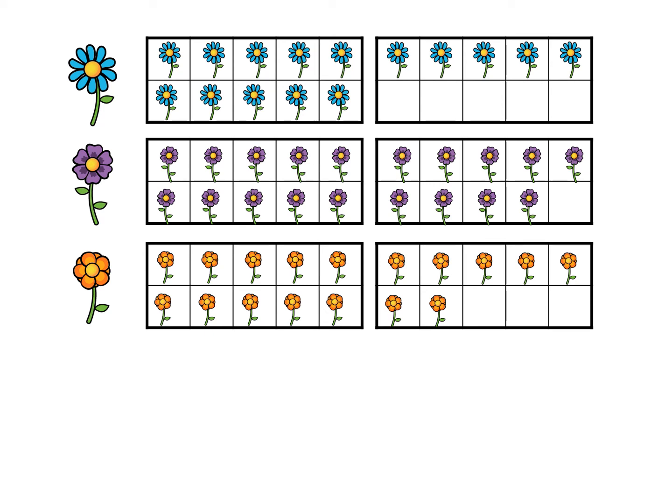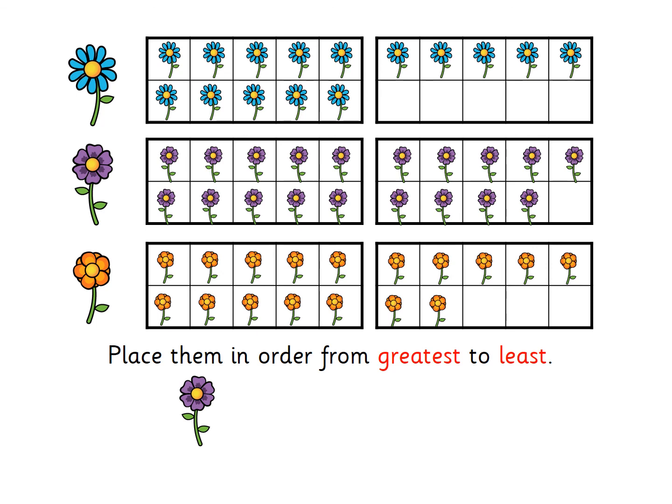count on from 10 and see who's got the most and who's got the least. So we're going to place them in order from the greatest number of flowers to the least number of flowers. So which one has the most, the blue flowers, the purple flowers or the orange flowers? Well done, the greatest is purple. Purple has the greatest amount of flowers.